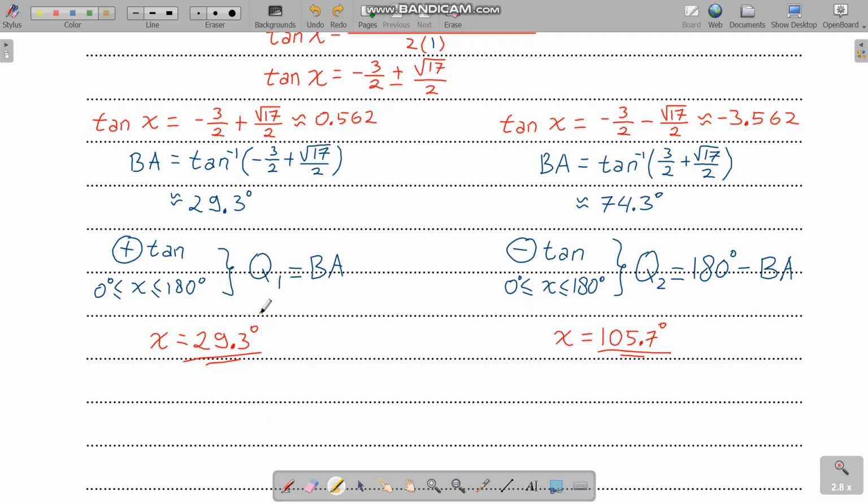Now for the negative, because here we have tangent x equals something negative, this means we can only use quadrant 2, quadrant 4, but because of the domain, we can only use quadrant 2. So tangent is negative in quadrant 2, and for quadrant 2 calculations, we use 180 minus base angle. So 180 minus 74.3, and we get the final answer. So we have two solutions.